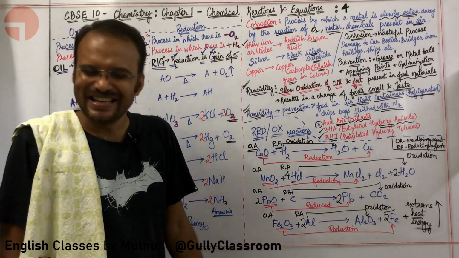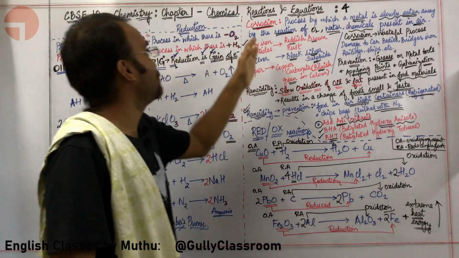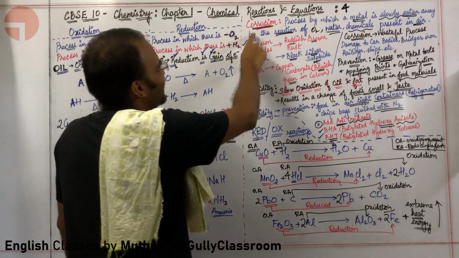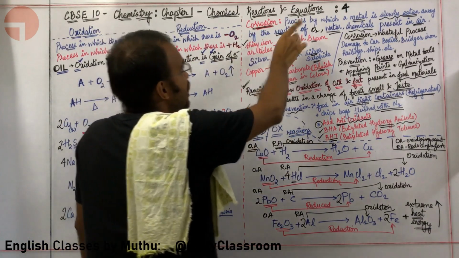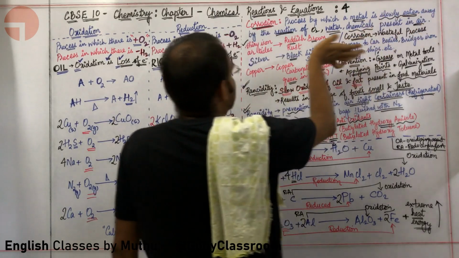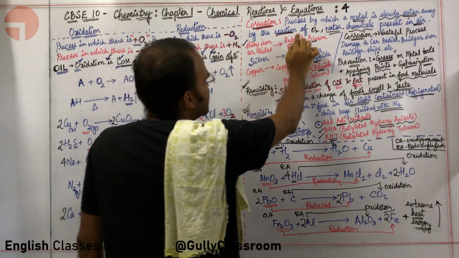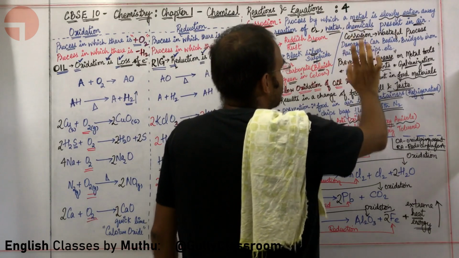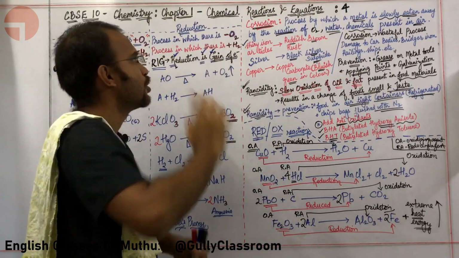Yeah, I need to also teach about corrosion. So corrosion, what is corrosion? A process by which a metal is slowly eaten away by the reaction of O2, water and chemicals present in air is called corrosion.